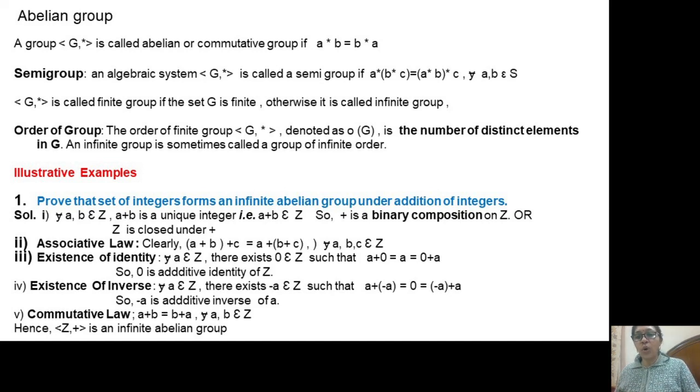Moreover, the order does not matter. I may add in any order. A plus B is equal to B plus A for all A, B belonging to Z. So this is an abelian group. Commutative law also holds. This is a commutative or abelian group under addition. So this algebraic structure Z plus is an infinite abelian group. I hope this definition of groups is clear to you.